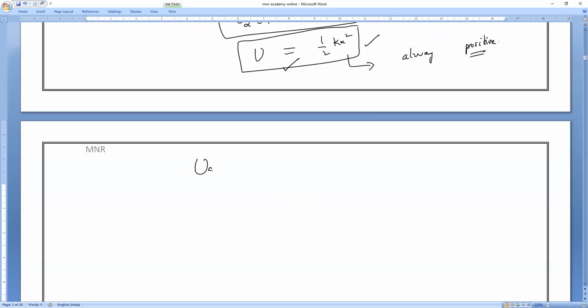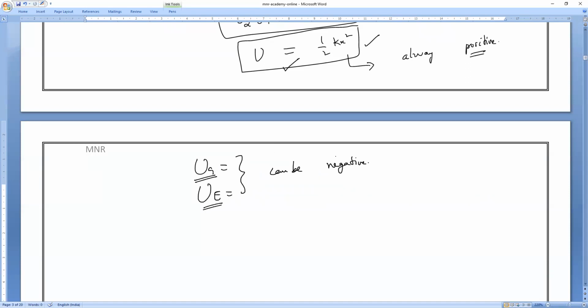Take the universal ones: potential energy due to gravitation and potential energy due to electric charge. Because of these two, can they be negative or positive? Yes, negative. Understanding? So the potential energy due to gravity and the potential energy due to E means?